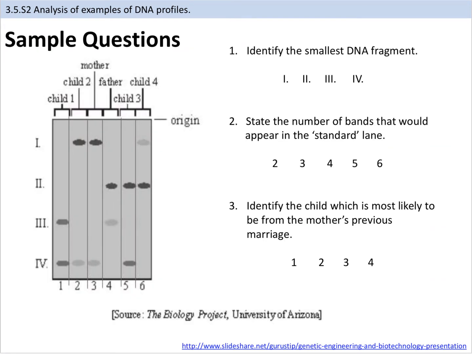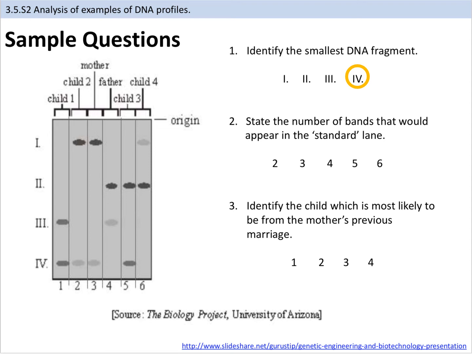Okay, and then one more practice question. So you can take a moment, you can pause this, see if you can answer these questions. Okay. All right, so question 1, identify the smallest DNA fragment. And so remember, if we're going from our starting point to our ending point, here's our origin. This is where the DNA started. That means that band 5 would have the smallest DNA fragments, because the smallest DNA fragments will travel the furthest through our gel, and so they should end up furthest away from the origin point.